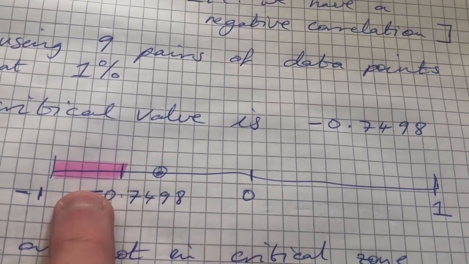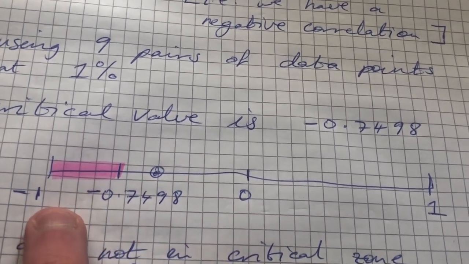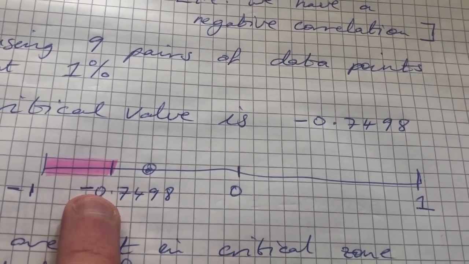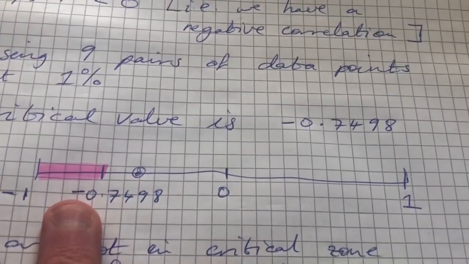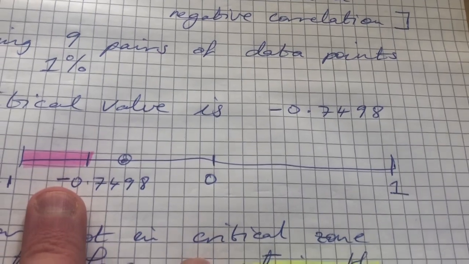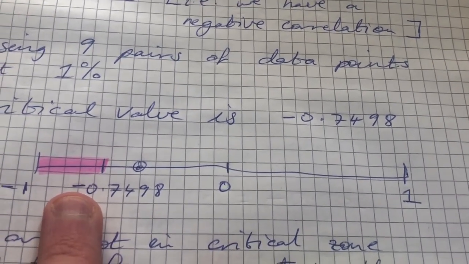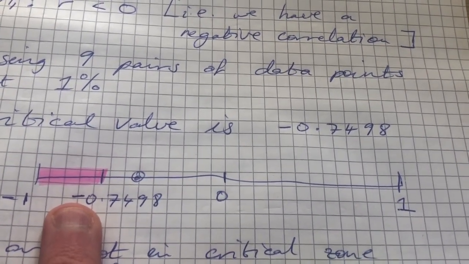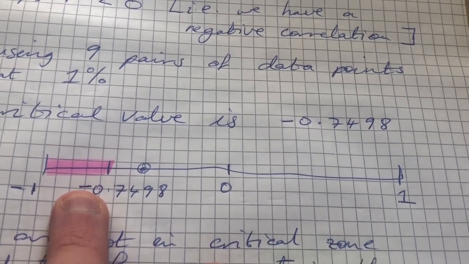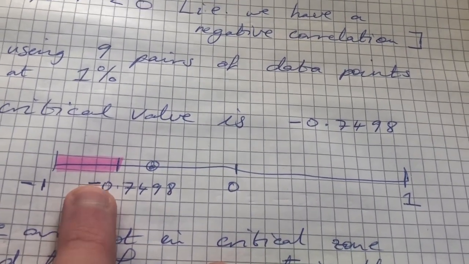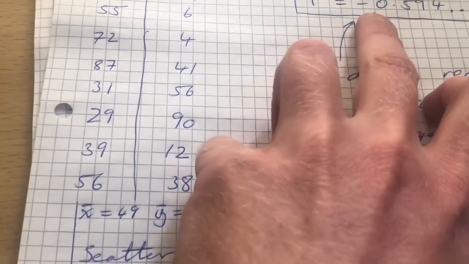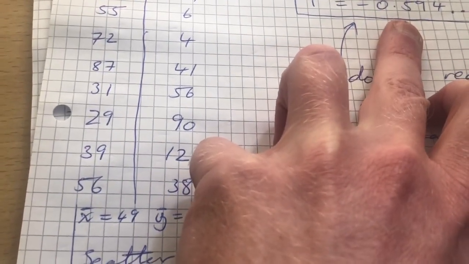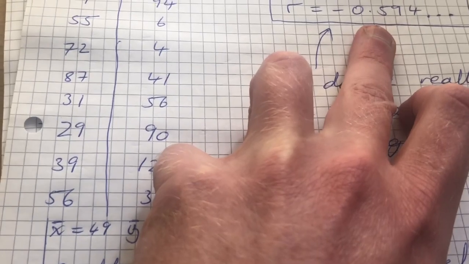Now anything smaller than that, between that and -1, would be in the critical zone, and it's going to have to be at least as big as that value for me to be convinced that there is some kind of correlation here. Otherwise, I'm going to stick with the idea that there's no correlation, which is my null hypothesis. So again, remembering my random data, I did work out the correlation coefficient to be minus 0.594, which is my test statistic in this case.